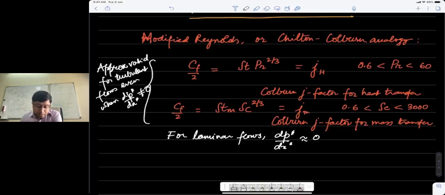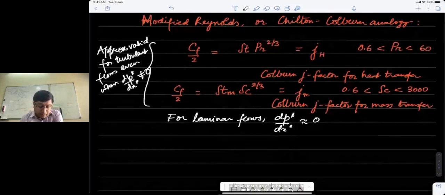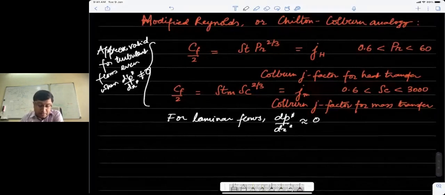Okay, so we will use these j factors quite frequently, and using these, a lot of our calculations would be simplified, as you will see in the time to come.